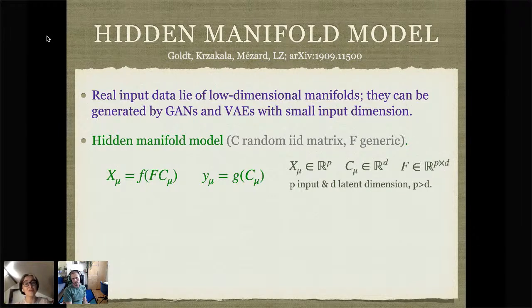Then you feed it through a nonlinearity, because that's what feed-forward networks do, right? Multiply by a matrix, feed through a nonlinearity, etc. And we stop here because we just consider one layer as the simplest case. So F times C fed through a nonlinear function, little f, gives us X that we will be using as the input data. And how are the labels generated? The labels are generated by a teacher network that acts not on X, but on the latent representation C.